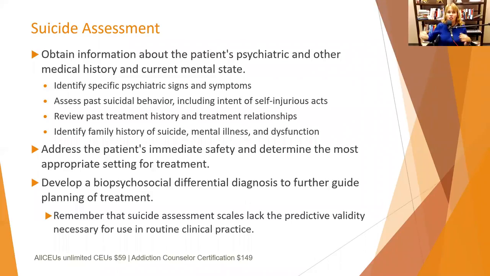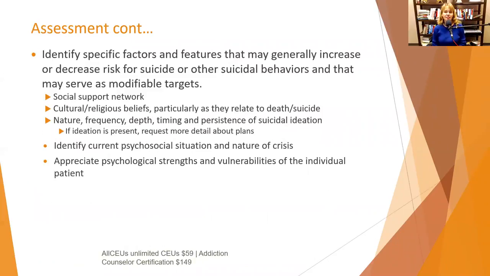So that is the long disclaimer that's in there that says you can use these scales to see how suicidal somebody potentially is, but their reliability and ability to accurately predict who's going to attempt suicide and who's not, is pretty low, because you can have two people who have similar levels of suicidal ideation, and one may attempt and the other one may not, and we just don't know how to figure that out. Identify specific factors and features that may generally increase or decrease risk for suicide or other suicidal behaviors, and that may serve as modifiable targets.